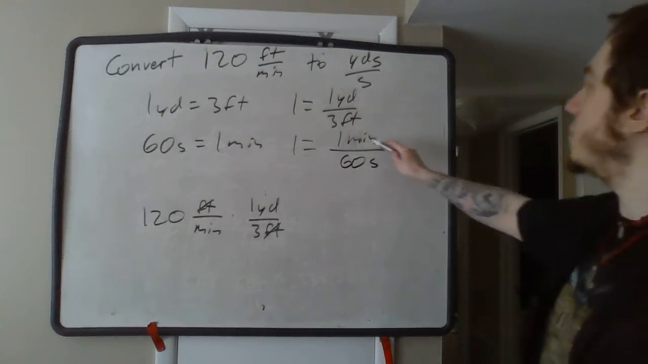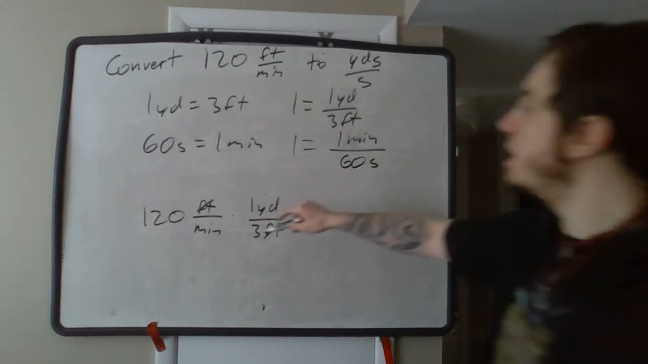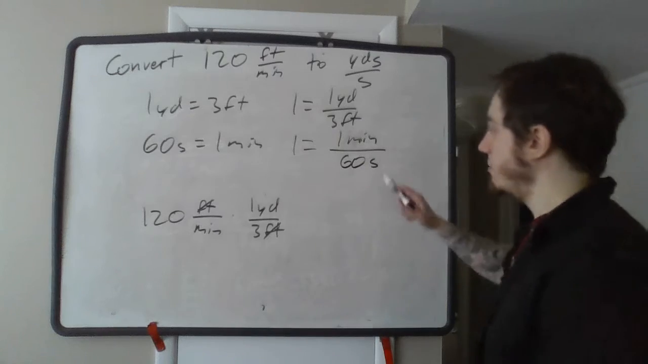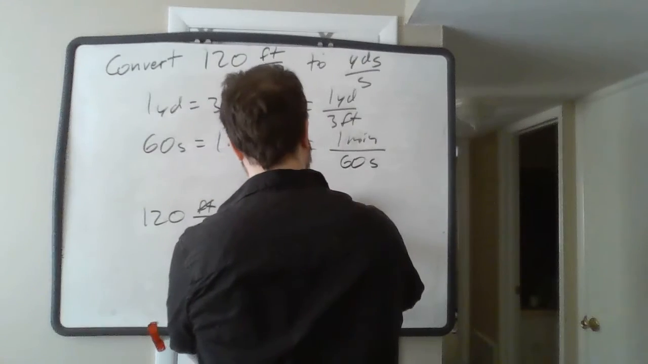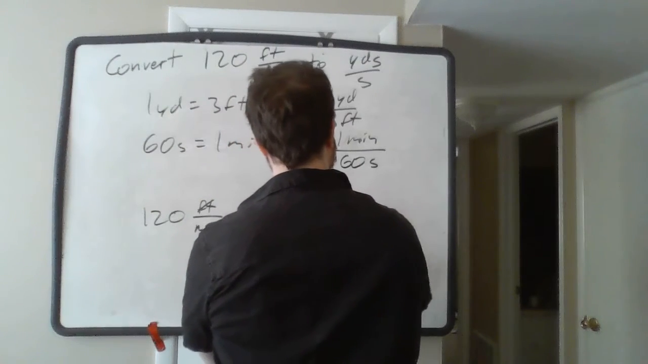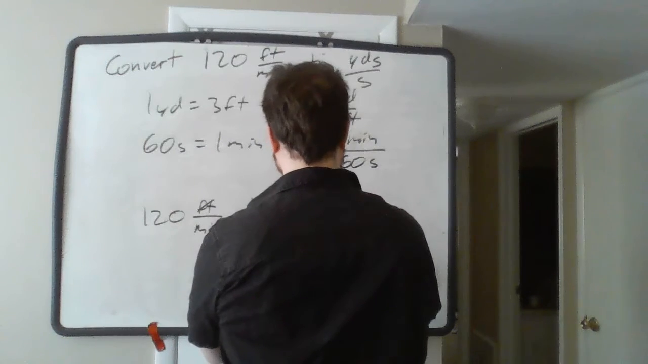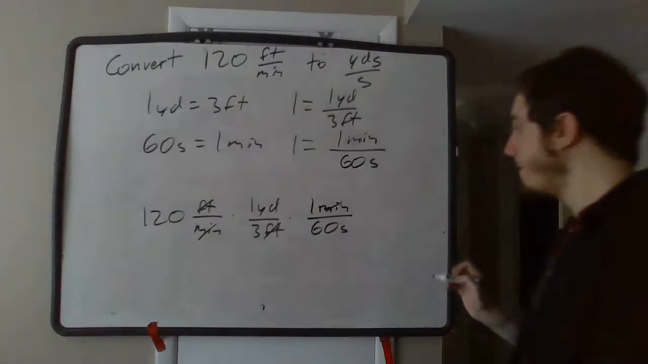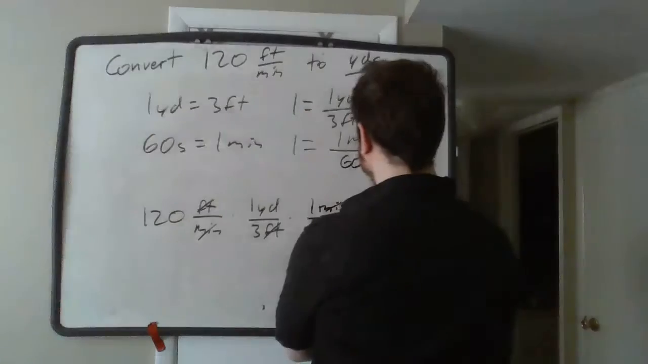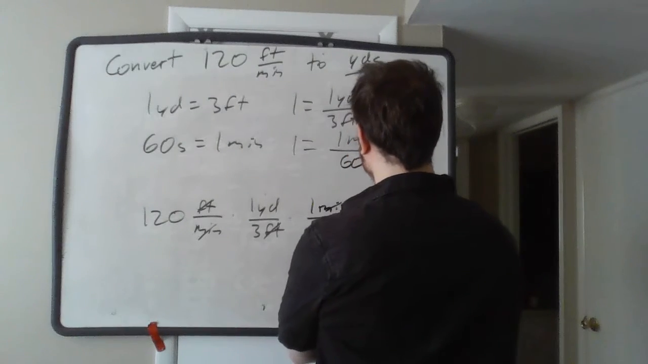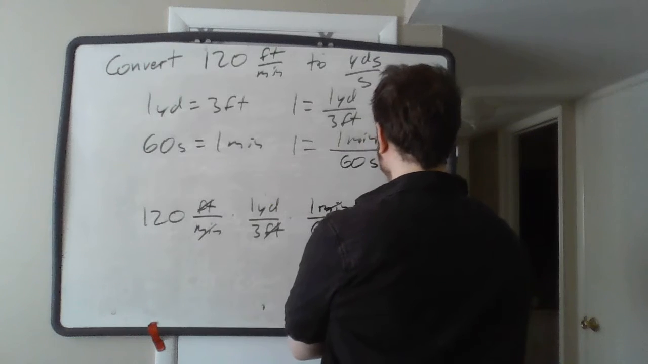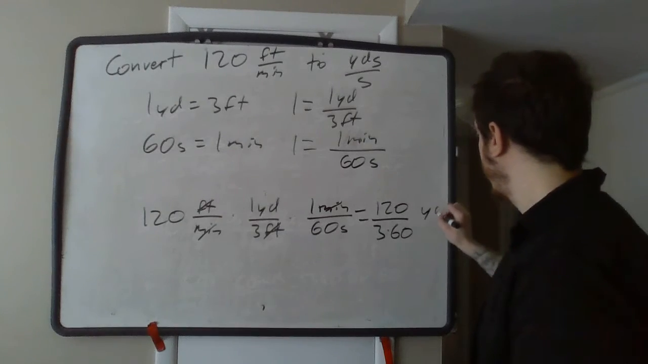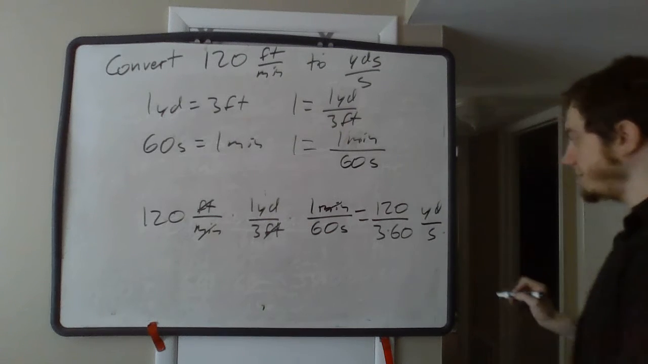So now I need to multiply by this conversion ratio so that I can get rid of the minutes in the denominator and replace them with seconds. So let's multiply by 1 minute divided by 60 seconds. The minutes are going to cancel here. And this is going to leave me with 120 divided by 3 times 60 yards per second.